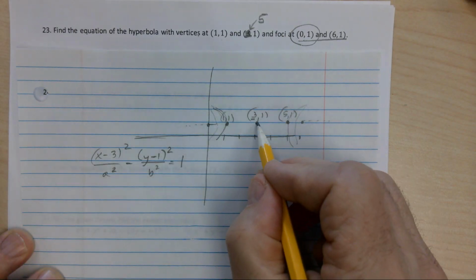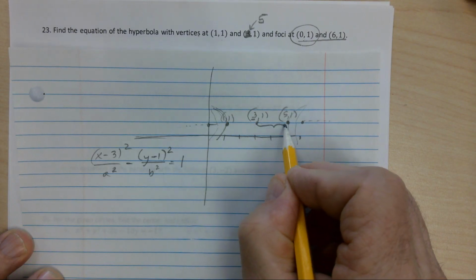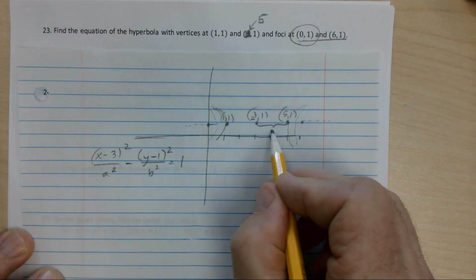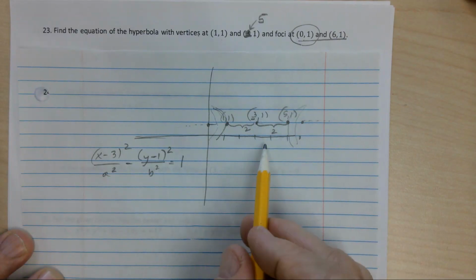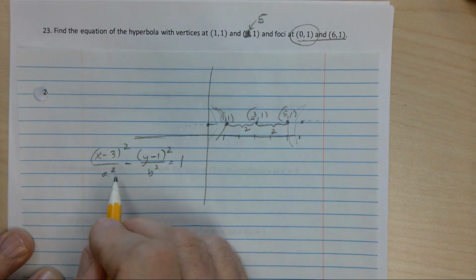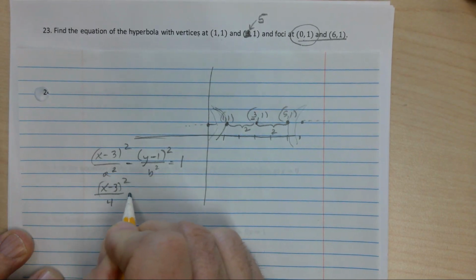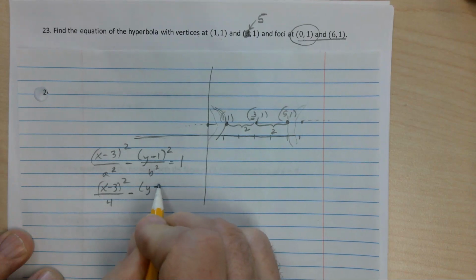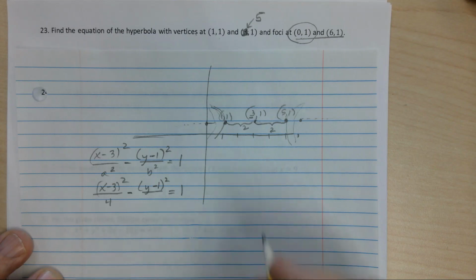Well, first of all, if this is part of our box, we know that this is a, and that's 2. 2 in that direction, and it's 2 in that direction. So we know that a squared is 4. So x minus 3 squared all over 4 minus, we're going to keep this as is, and we're going to keep this as is. Now we're on the hunt for b squared.